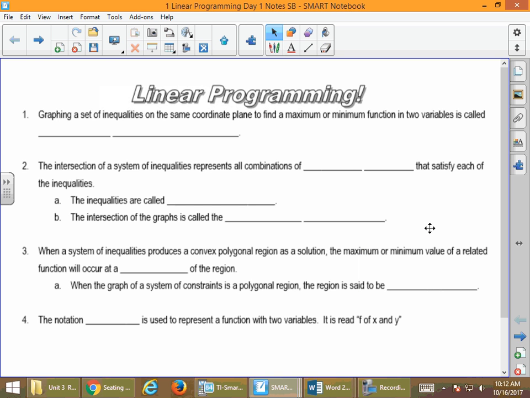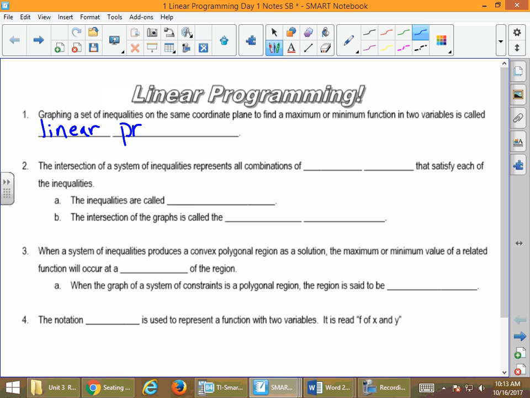Today we're going to talk about linear programming. And it's big words, but what it comes down to oftentimes is, can you graph? Because if you can graph, then it's definitely a big part of linear programming. As you see, graphing a set of inequalities on the same coordinate plane to find a maximum or a minimum function in two variables is called linear programming. So graphing is a big part of linear programming.